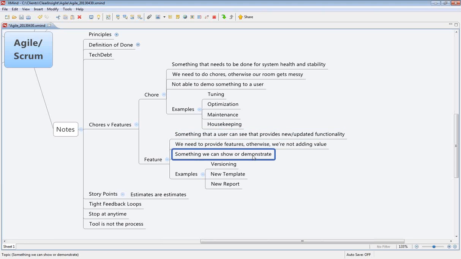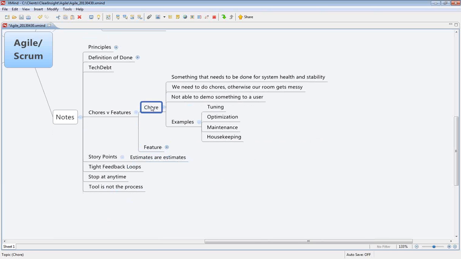And a feature is also something we can show or demonstrate. So maybe, if I said versioning, maybe we want to copy some data around from one point to another. Maybe you want to have some kind of a new template or report. But these are things that, if you're dealing with a client, then you can demonstrate to them, you can show them and say, yeah, this is the thing you asked for.